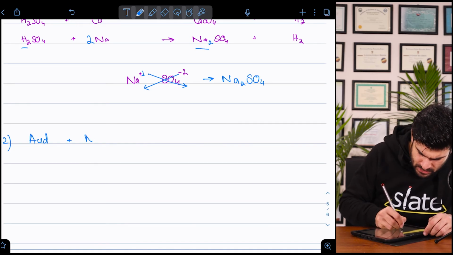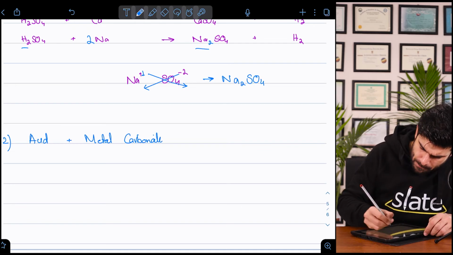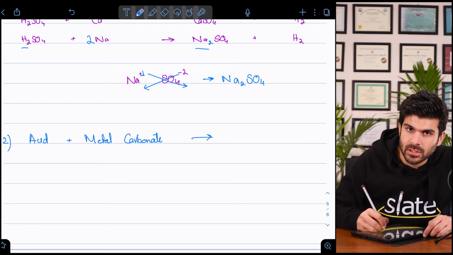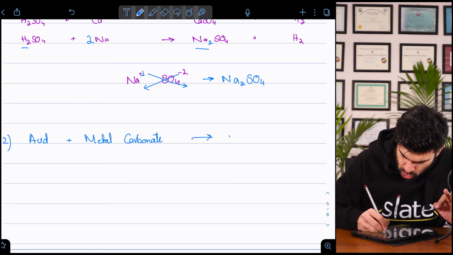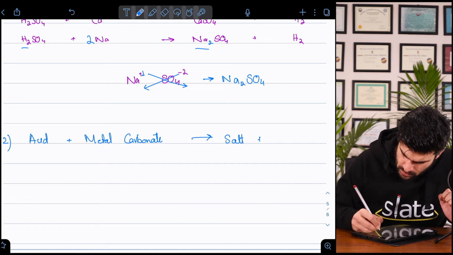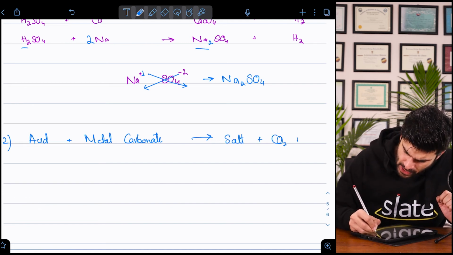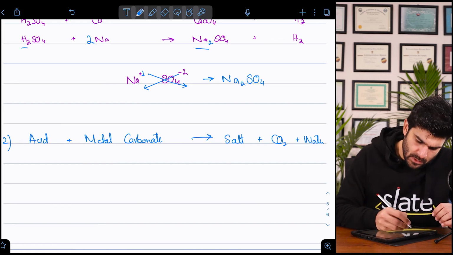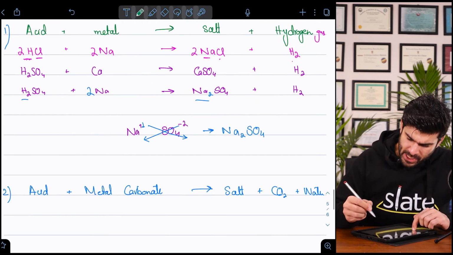Acid plus metal carbonate will give us 3 things now: salt, carbon dioxide, and water.